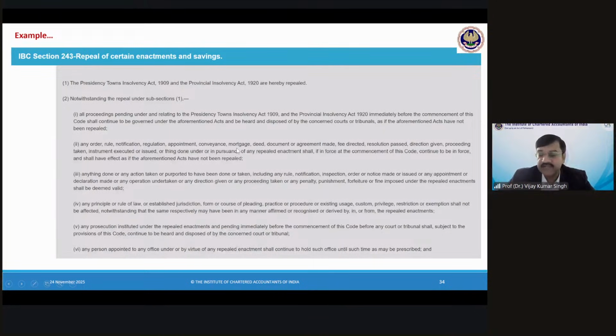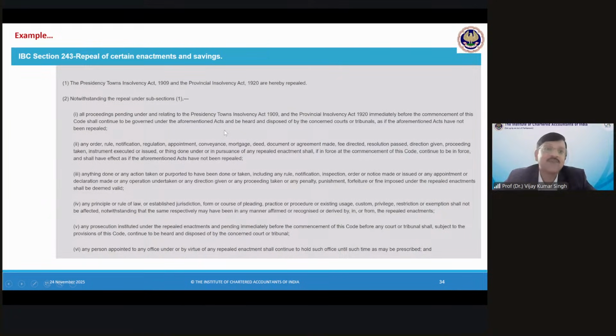So generally you will find that the repeal provision which is there in the General Clauses Act is utilized only when there is no repeal provision in the law. Generally, whenever you have a new law which repeals some provision, it will give sufficient clarity, right? Like, for example, IBC section 243 talks about repeal of certain enactments and savings. You can see here, it says the Presidency Towns Insolvency Act 1909 and the Provincial Insolvency Act 1920 are hereby repealed. For your information, this is yet to be enforced.